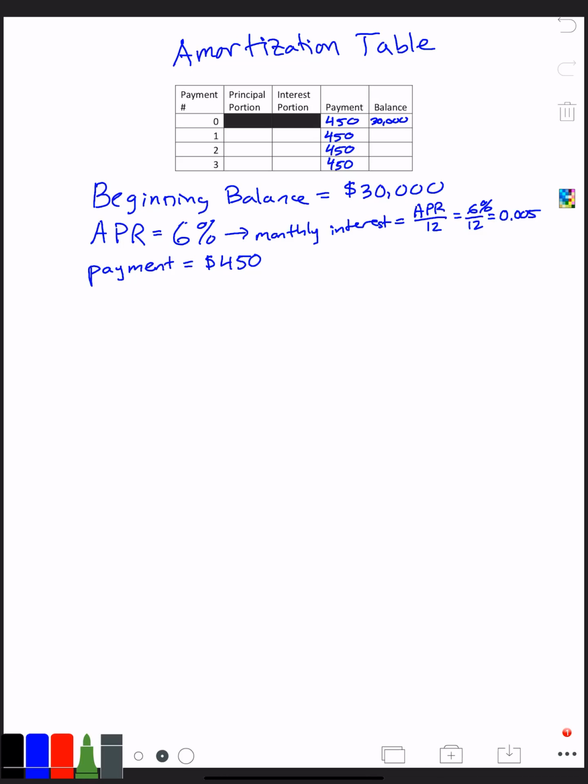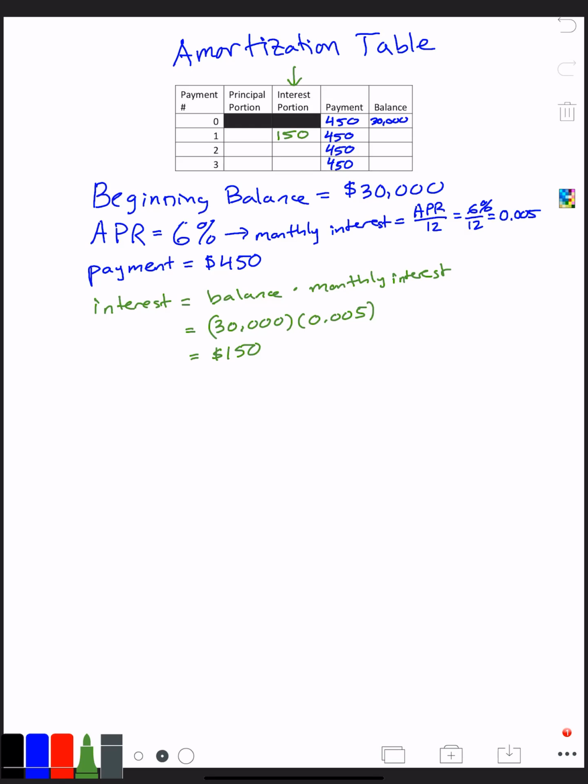Now, next up, we need to figure out the rest of the table. And you always are going to start with figuring out the interest portion first. And the way that works is you're going to take the previous month's balance and you're going to multiply it by the monthly interest. So in this case here, my previous month's balance was $30,000. The monthly interest rate is 0.005. And if you put that in your calculator, it's $150. So what that means is on that first month, $150 of your payment went to interest.